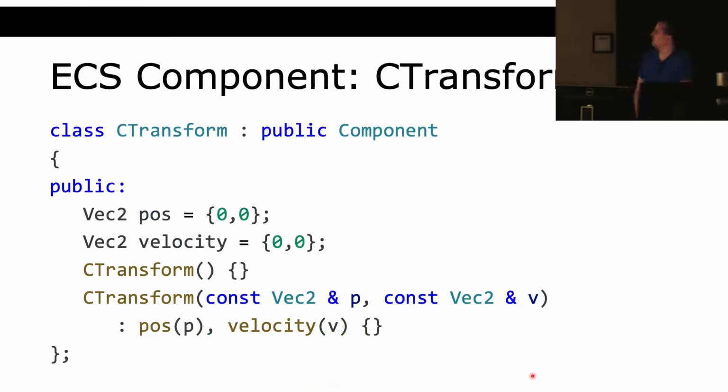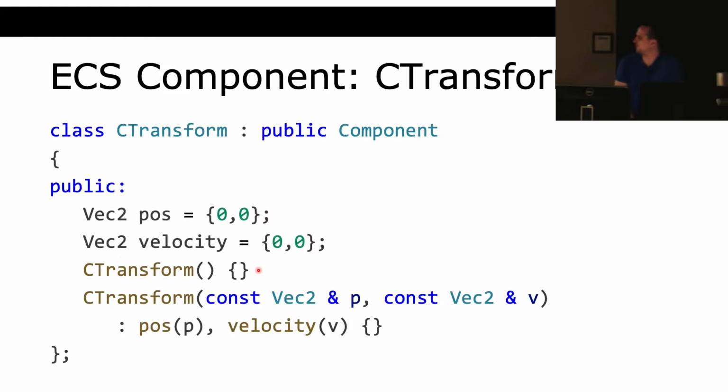Here's an example of a component. I think this is exactly what we're going to be using in assignment 2. This is our class CTransform. So in computer graphics, a transform is essentially anything that takes data and moves it or rotates it or scales it, etc. So our transform component is going to be our most important component that stores things like the position and the velocity. So we'll have this vec2, which I'll talk about in a little bit. This is essentially just an x and a y with some extra functionality on it.